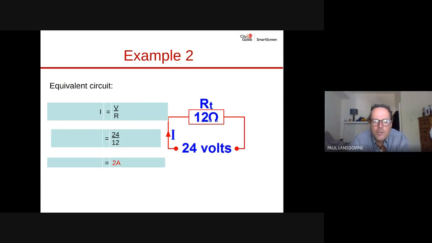If we put this into our Ohm's law triangle, now we have a total. We have 24 volts divided by 12, which gives us 2 amps flowing. So there are 2 amps flowing.